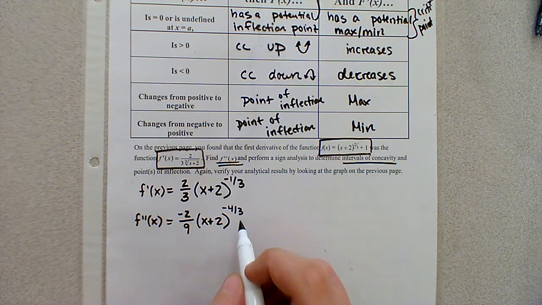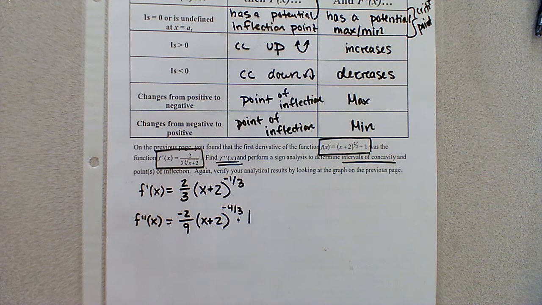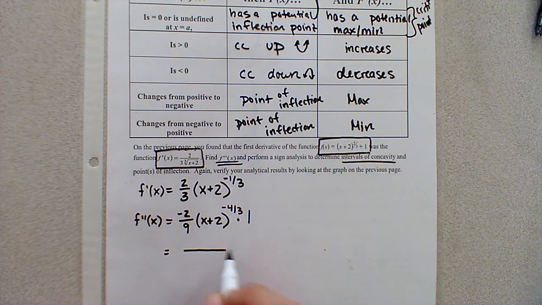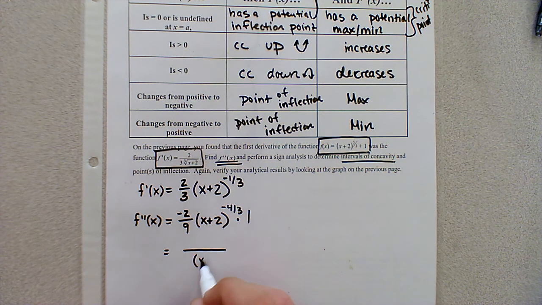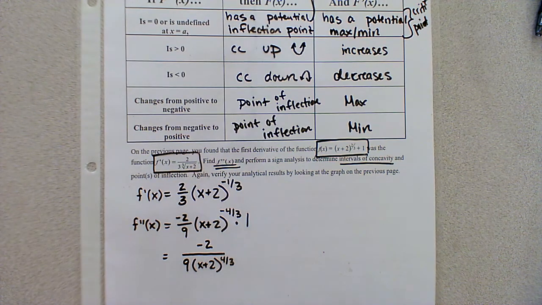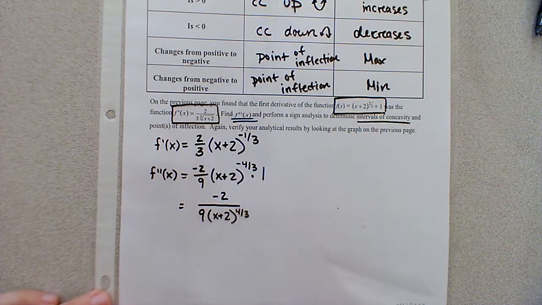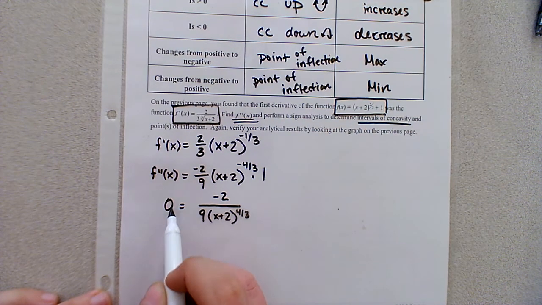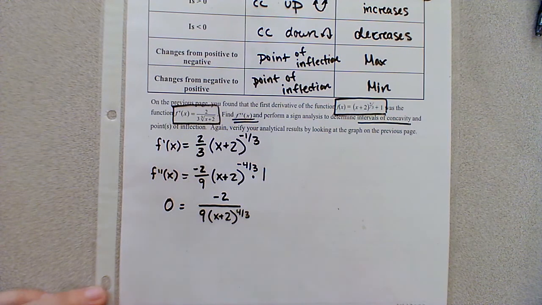And finishing off the chain rule, we've got to multiply by the derivative of the inside, which would just be 1. So if we clean this up, we're definitely going to have a fraction because of a negative power. I'll go ahead and move that down and make the power positive, and we'll have a negative 2 up top and a 9 down below. So just like we would normally analyze for critical points, we're going to set this equal to 0 to see if we get any x solutions from that.